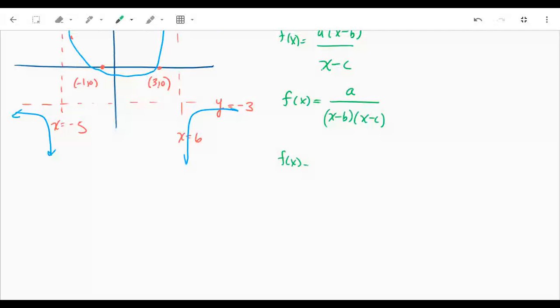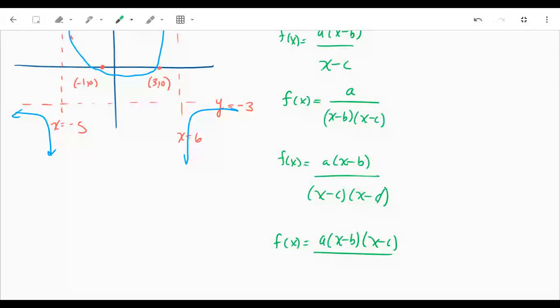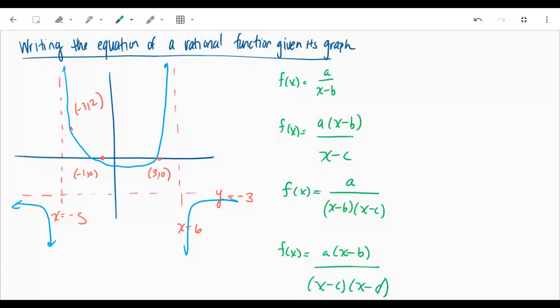F of x equals a times x minus b over x minus c times x minus d, or f of x equals a times x minus b times x minus c over x minus d times x minus e? So you have to figure out the form first, and then you have to figure out what the values of a, b, c, d, or e are. Okay, so before you pick out the form, there's a couple of things to note here.